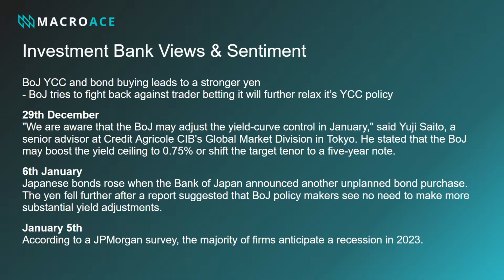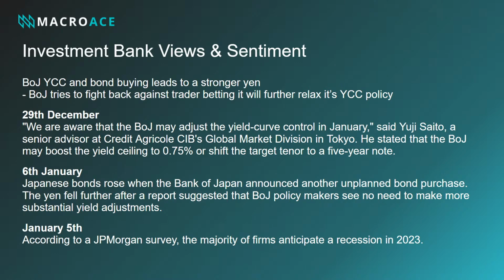December 29th, you had, according to Credit Agricole CIB's global market division in Tokyo, they said that we are aware that the Bank of Japan may adjust the yield curve control in January, according to Yuji Saito. And he stated the Bank of Japan may boost the yield ceiling to 0.75% or shift the target tenor to a 5-year note. So, i.e. moving to parking more money into a different note instead, so as to not rattle the bond market too much in Japan, to kind of keep it level.